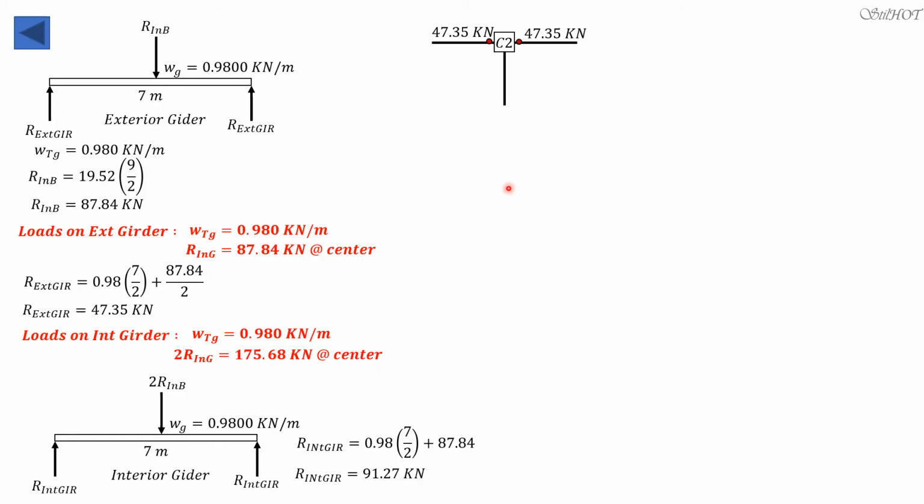Then here, this is the interior beam. So the reaction at the end of the interior beam is equal to the reaction at the interior beam, which is 87.84. So therefore, the total load on column 2 can now be computed. It is equal to 2 times 47.35 plus 87.84.